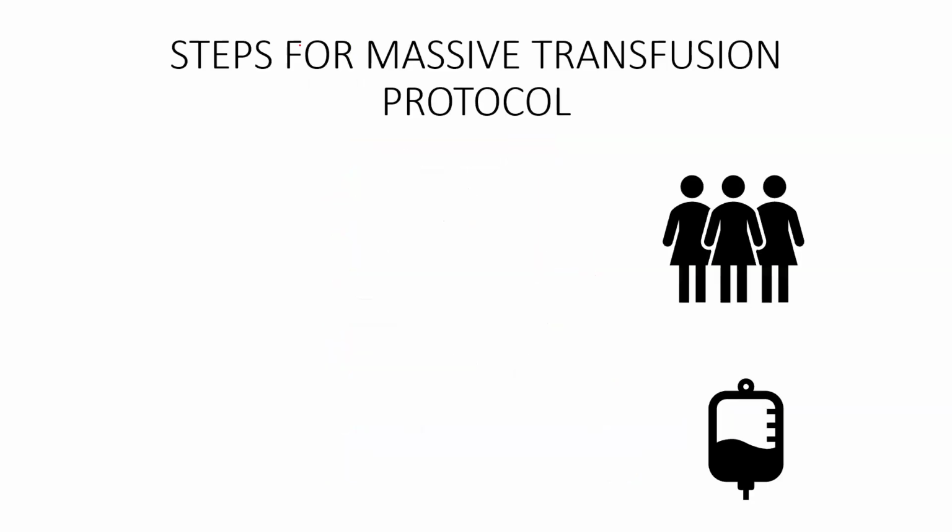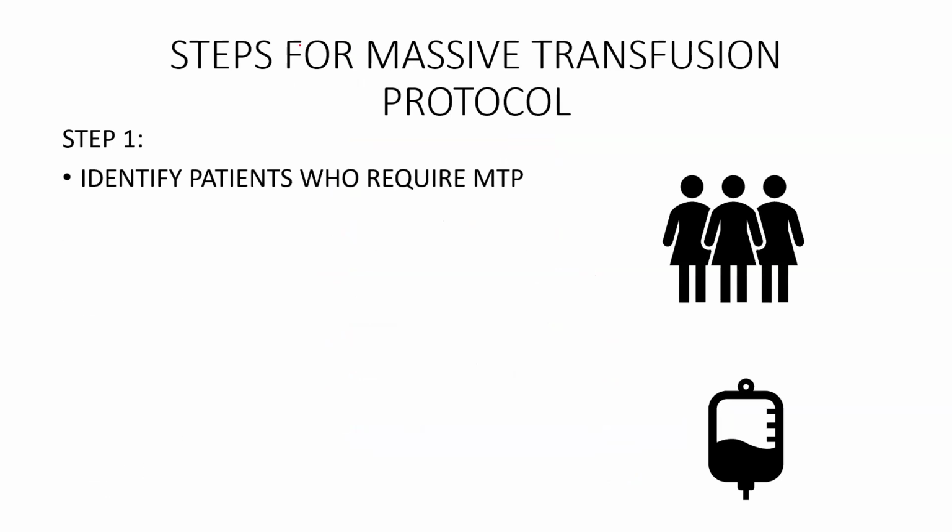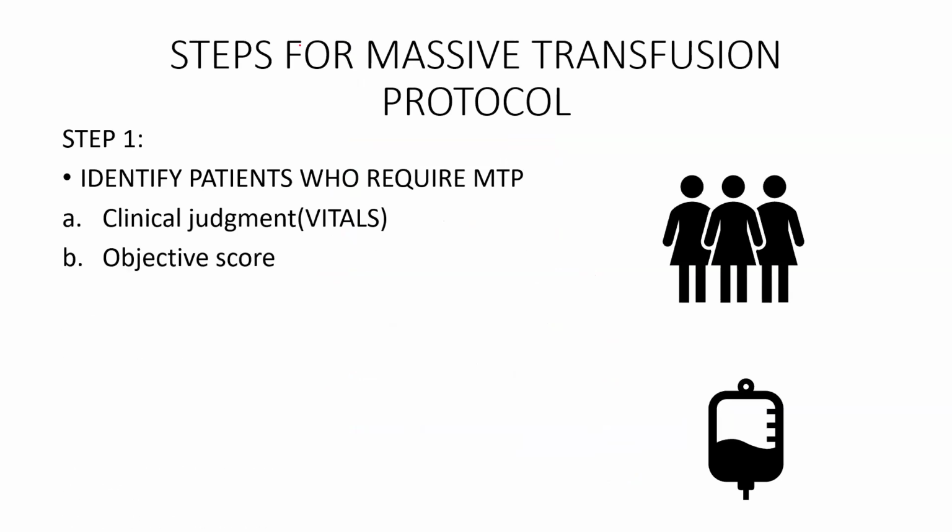What are the steps for massive transfusion protocol? First step, identify the patients by using one of the tools I mentioned earlier. It can either be vital signs judgment, like your ABC score, your RAP score, etc., based on vitals, or objective scores. Also check whether the patient has a positive EFAST. Your scoring, usually your RABT score, takes into consideration all of this. Okay, so you can think about it.